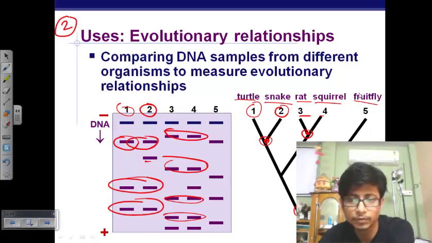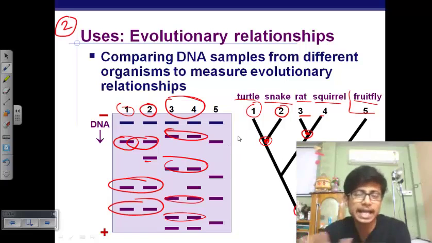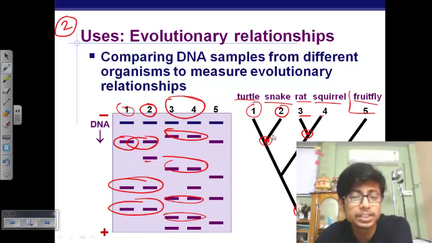So we can put this fruit fly completely out at the very first place, then we separate 3 and 4 from 1 and 2, and then 1, 2, 3 and 4 come from a single ancestor. That's how we can create the phylogenetic tree, and that's how we can understand the evolutionary relationship between different organisms by looking at the gel electrophoresis pattern.